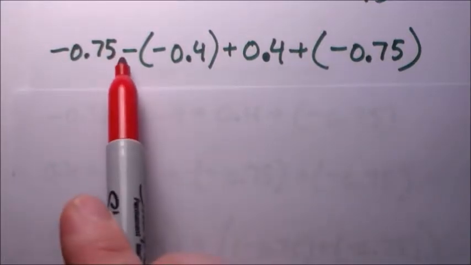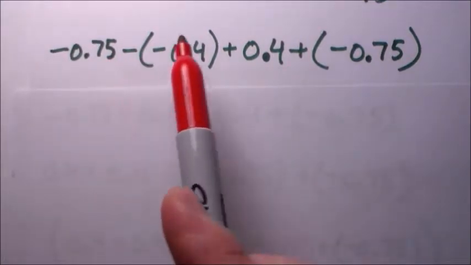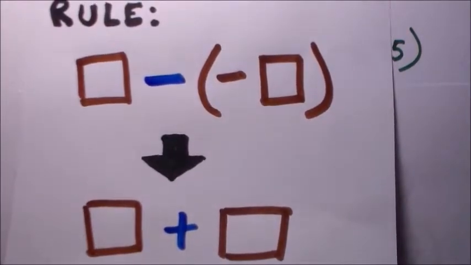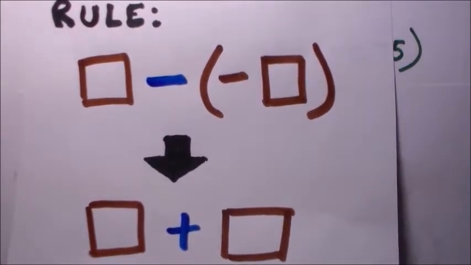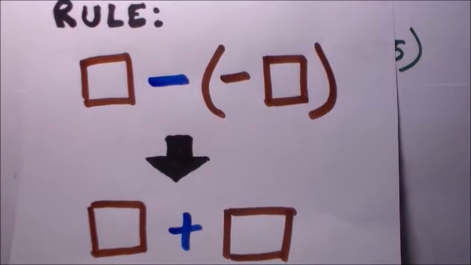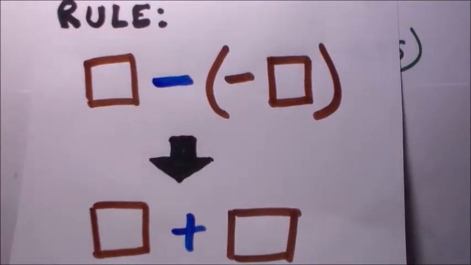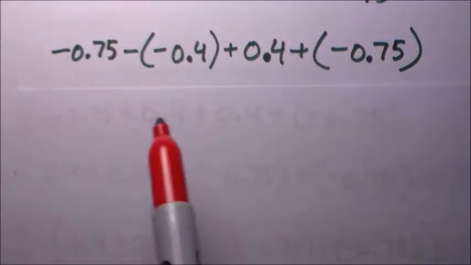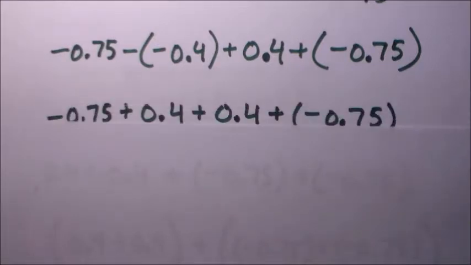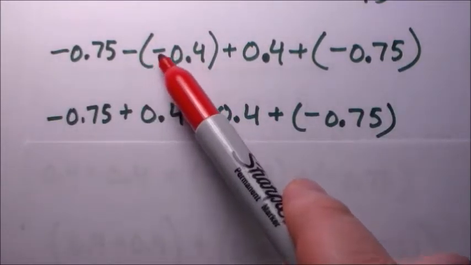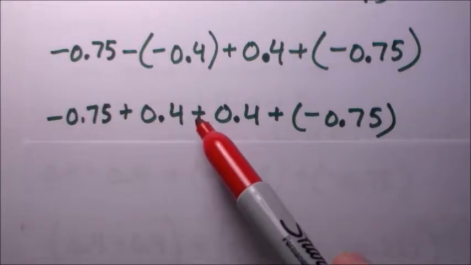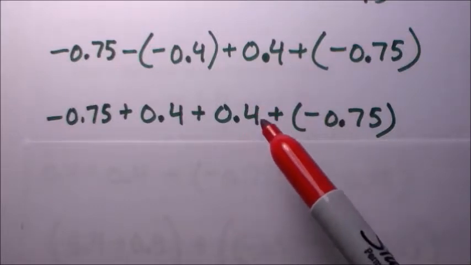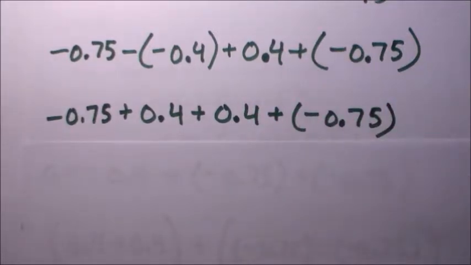What do we have with this minus the negative? We've just found out, and we just went over it, that the rule is minus a negative equals adding a positive. We keep the first number the same, we minus a negative, we get to add a positive. So we keep the first number, negative 0.75. We minus a negative, what do we get? That's adding a positive. So minusing a negative becomes plus 0.4. We keep going, we just bring the rest of it down, 0.4 and plus negative 0.75.